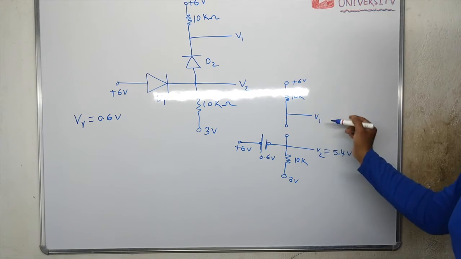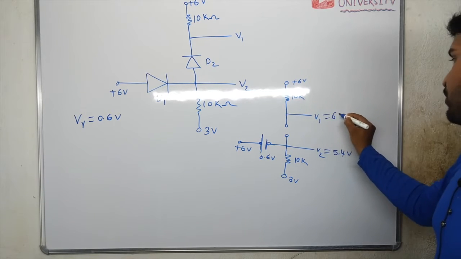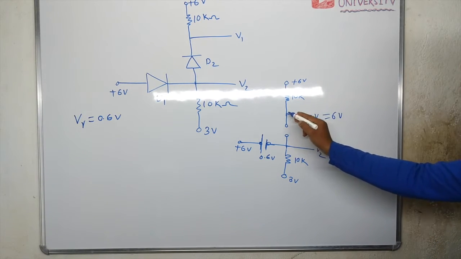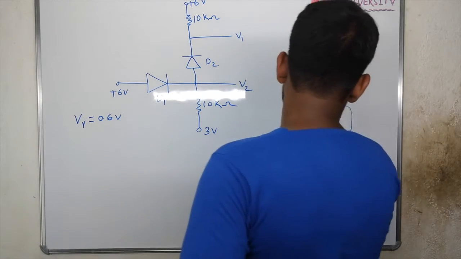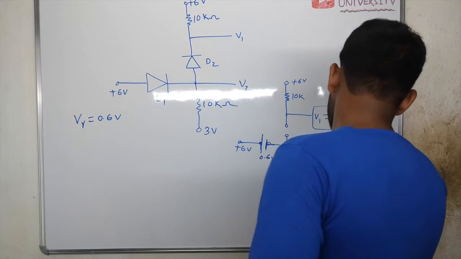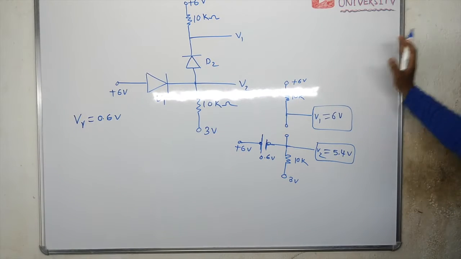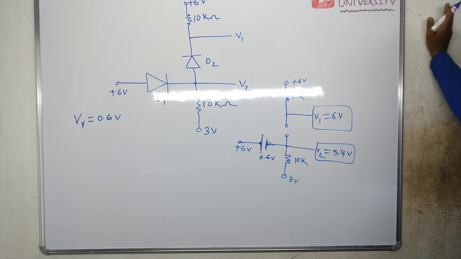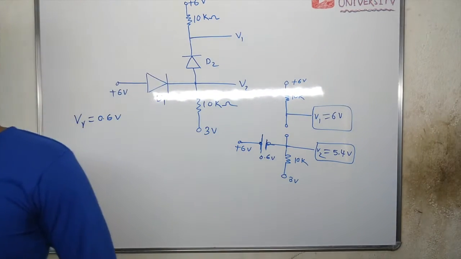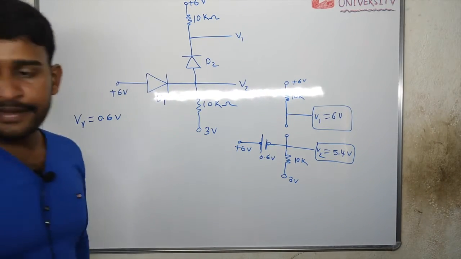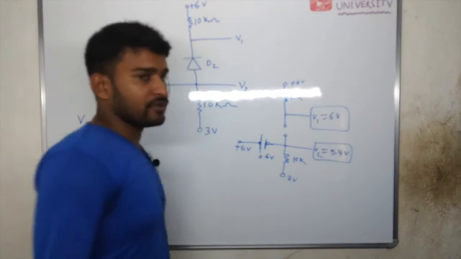Then what is the V1 value? V1 value will be 6 volt; the same 6 volt will appear at this point. So V1 is 6 volt and V2 is 5.4 volt. This is the answer to the question. In order to solve this question, you first assume that both the diodes are off, then find which diode is on and which diode is off. So the answer is option A: V1 is 6 volt and V2 is 5.4 volt.